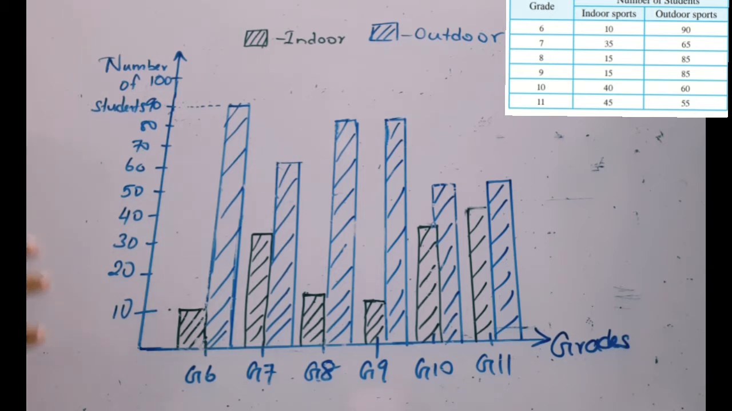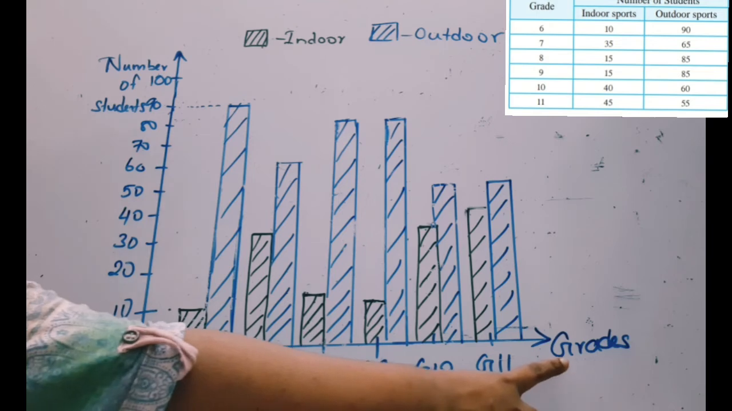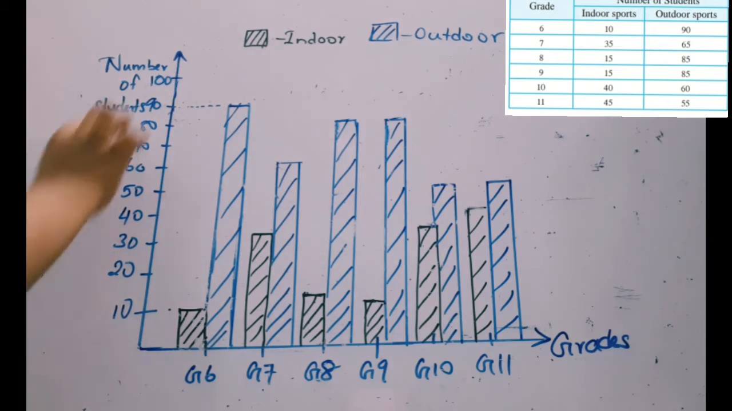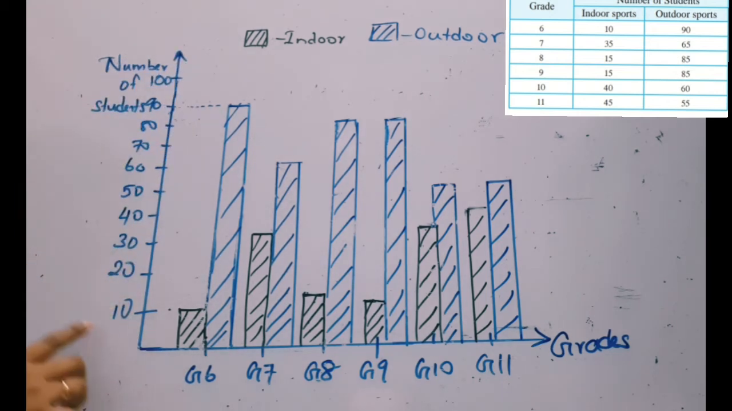Once again I will summarize what I did. First I drew horizontal and vertical axes. Then after that I named the axes. Am I right? Here the grades and here the number of students. After that we took a measurement appropriate to the numbers given in the table. I have chosen to go with multiples of 10s. When you are drawing, it should be very neat. You should choose a proper measurement so it looks neat, like this.